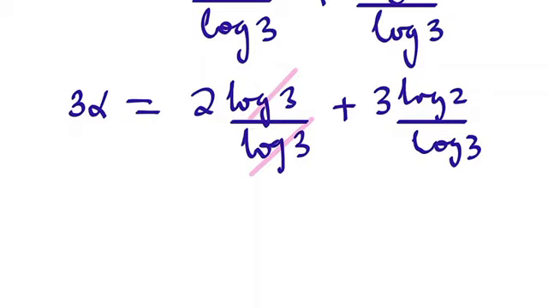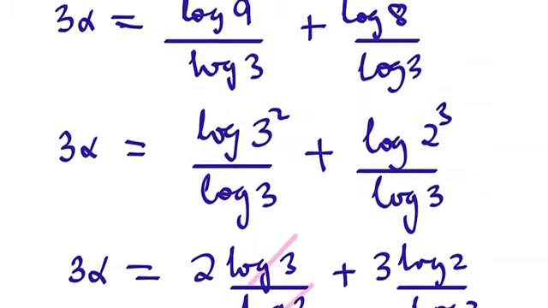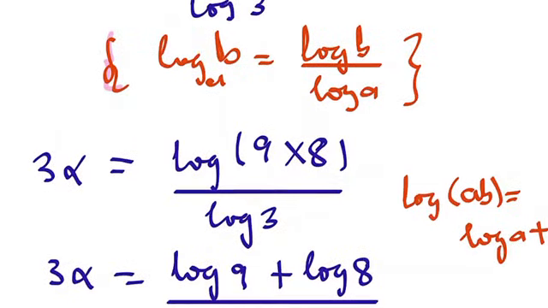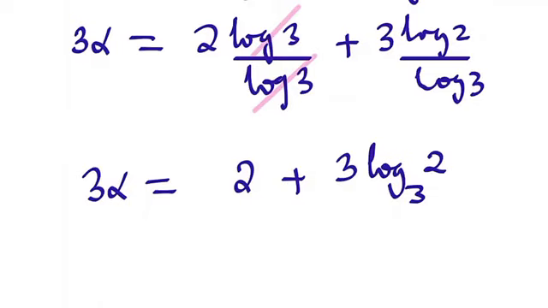So we're going to have 3 alpha is going to be 2 plus 3 log 2 base 3, because we have actually applied that method here. That is what we use here, if you remember. So that's what I use here too. I use the method here so that log 2 over log 3 can be log base 3 of 2.